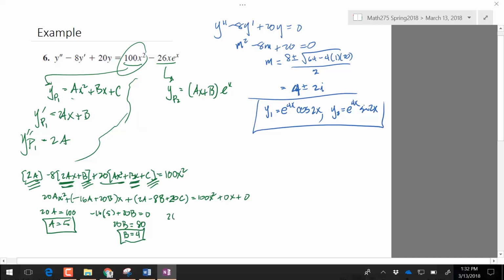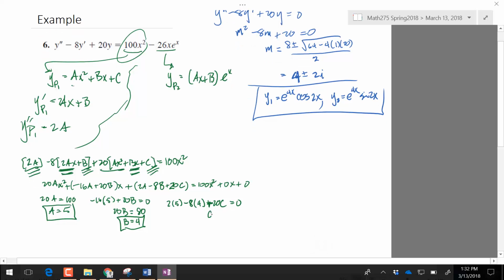And then we got 2 times a, which we found to be 5, minus 8 times b, which we found to be 4, plus 20c. And that also should equal 0. So we got 10 minus 32, negative 22. Is that right? So bring it over to the other side. We get positive 22. So c must equal 11 over 10.